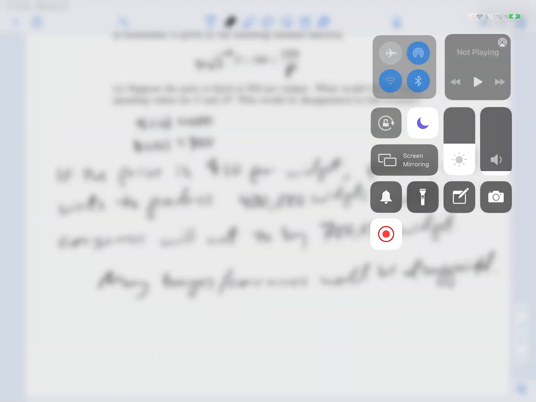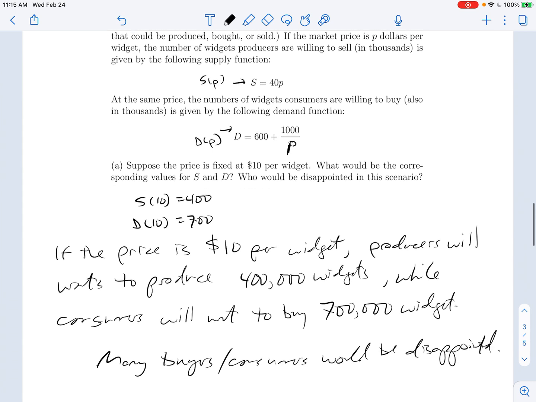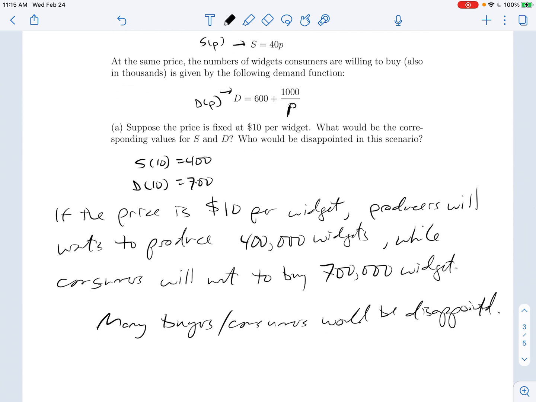Right, so I am resuming with this video after a little bit of a break. We're in the middle of this supply and demand example, and we saw that if the price is $10, then there is more demand than supply. So theoretically 300,000 people want to buy this widget who will not be able to because there aren't enough people who want to sell it to.